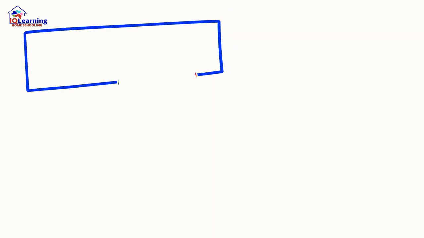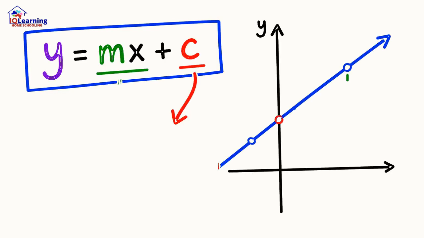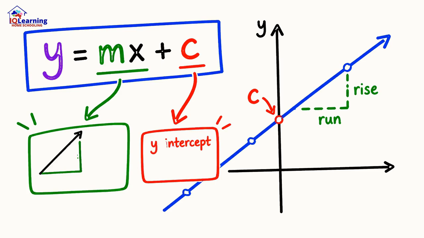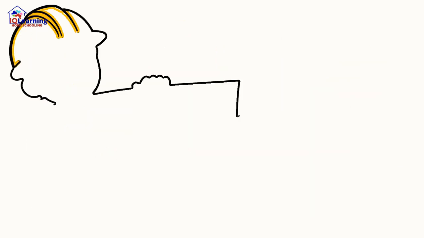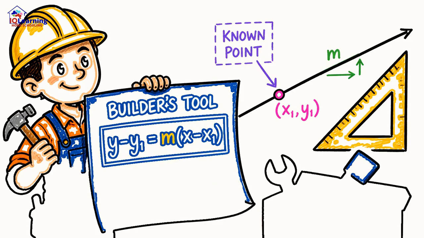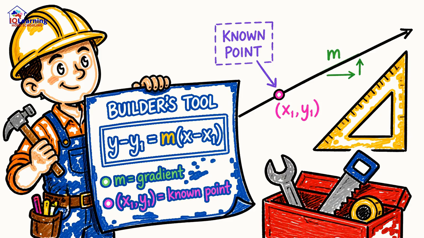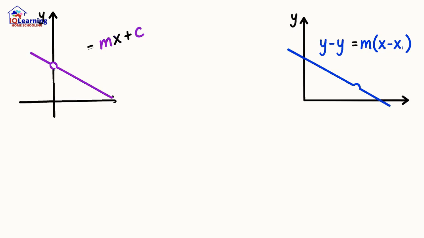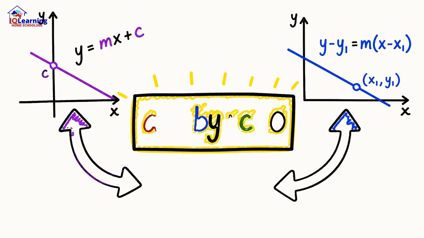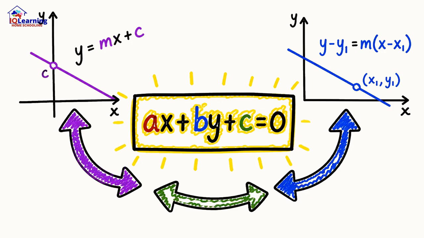The most familiar is the gradient-intercept form, y equals mx plus c. It's perfect for a quick sketch, instantly telling you the slope, m, and where the line crosses the vertical axis, c. Then there's the point gradient form, the builder's tool. You use this to construct the equation of a line when you only know its gradient and a single point it passes through. And finally, there's the general form, ax plus by plus c equals 0. This is the tidy, formal way to present your final answer. Being able to switch between these forms is a critical skill.